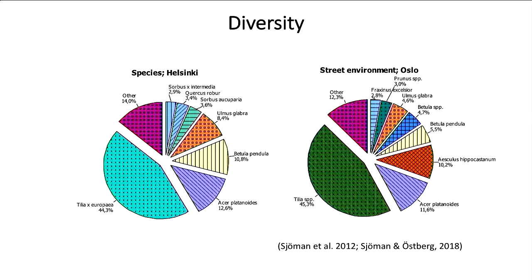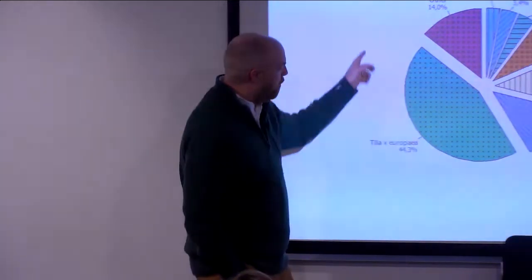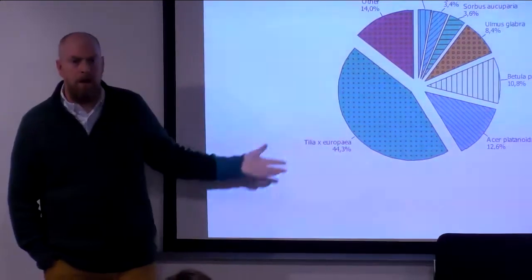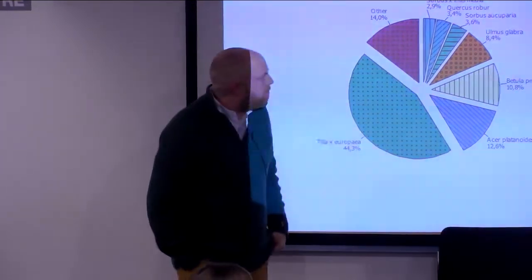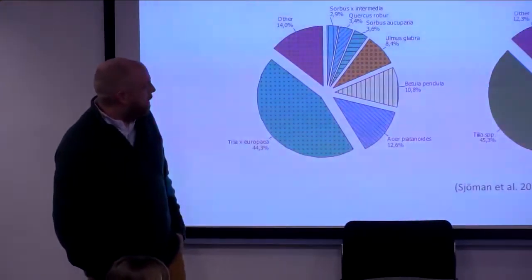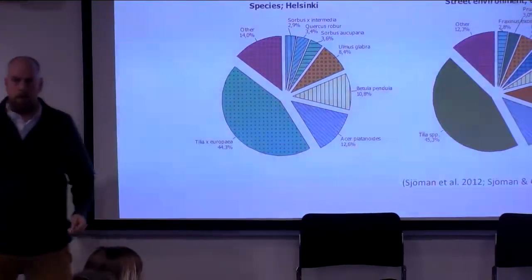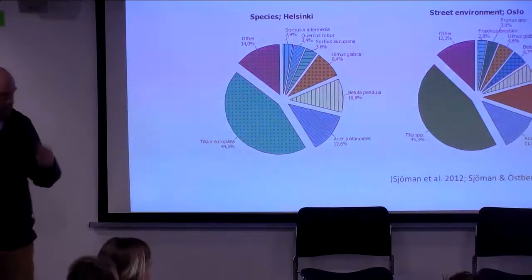Look at the situation in Helsinki. This is all trees in both street environments and park environments in Helsinki, Finland. And they have almost 45% of one species of lime. And in street environments in Oslo, Norway, they have Tilia. They don't know plants that much, the Norwegians.